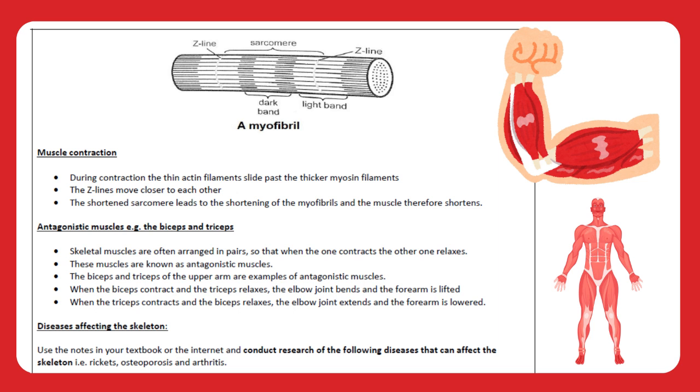When the biceps contract and the triceps relaxes, the elbow joint bends and the forearm is lifted. When the triceps contracts and the biceps relaxes, the elbow joint extends and the forearm is lowered.